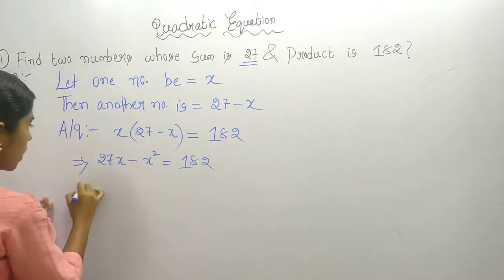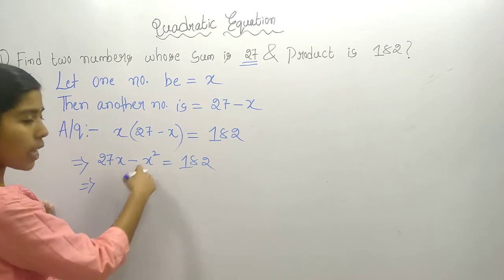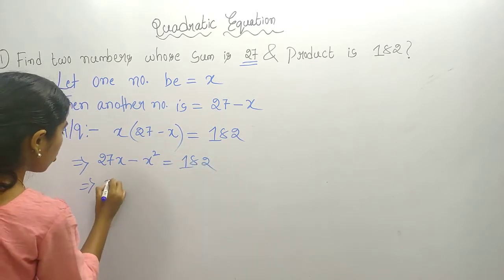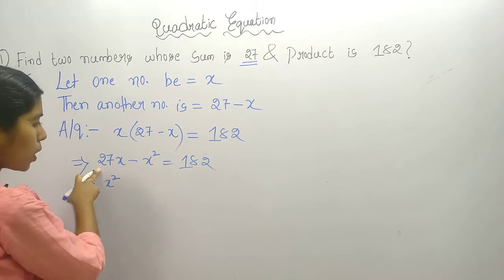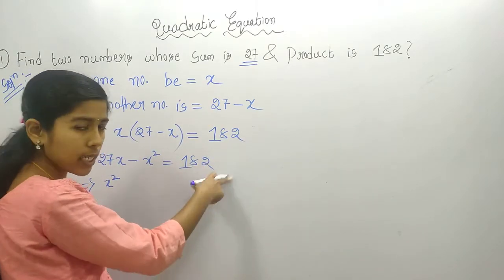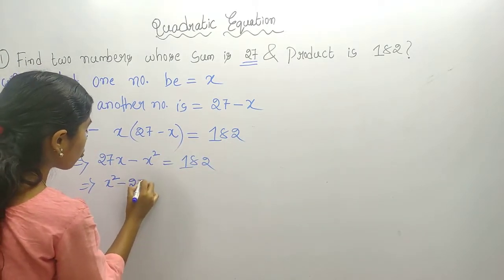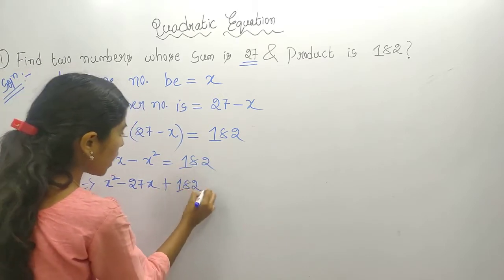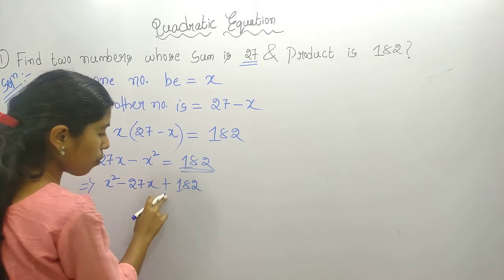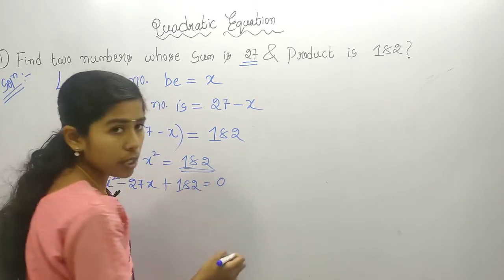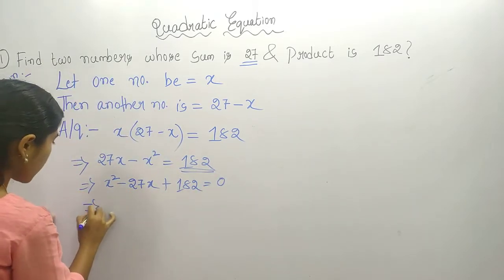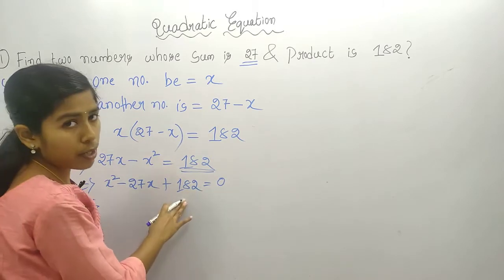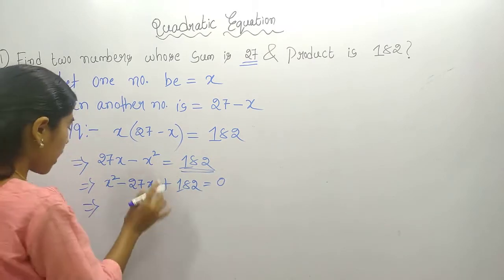Here you see minus is there, so we will take it to the right hand side, so it becomes x square. The 27x will go to the right hand side, so it becomes minus 27x plus 182, as usual, equals 0. Next, we will factorize it to find the x value.